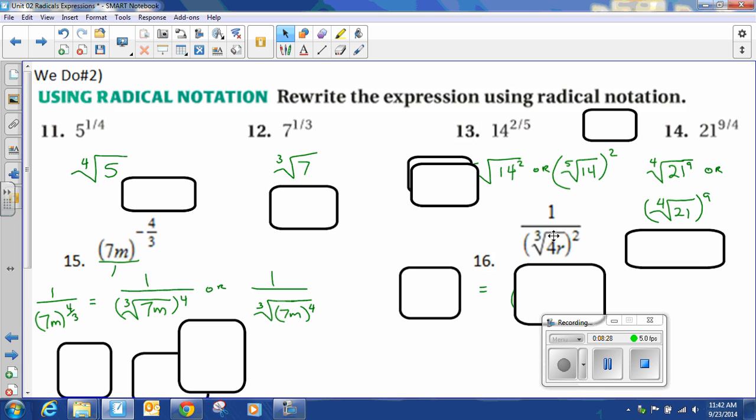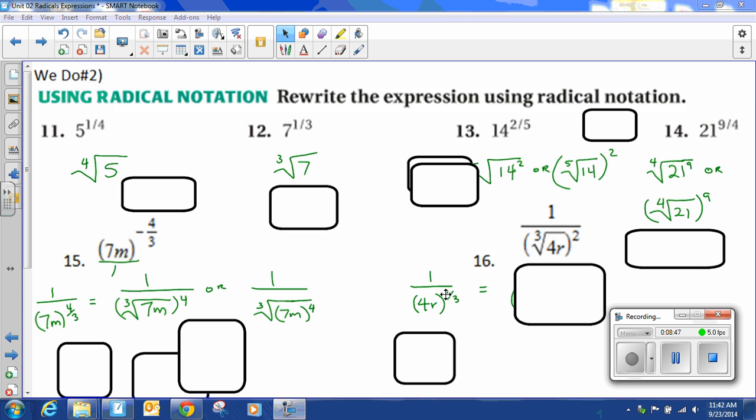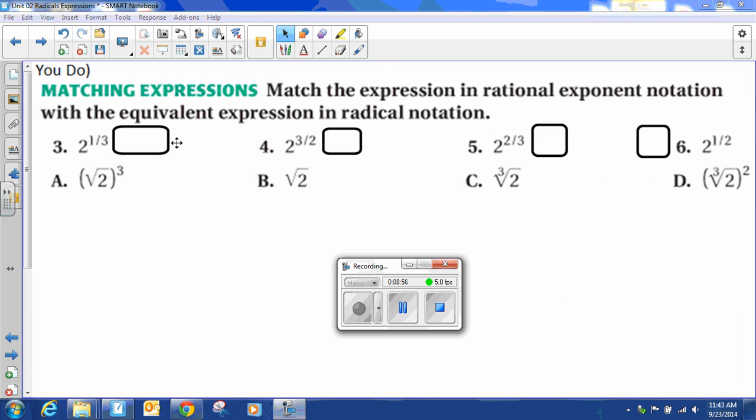Over here we have 1 over the cube root of 4r squared, so we're going to rewrite this as an exponential expression. So it's 1 over 4r all to the 2/3 power, which can be rewritten. If we bring this up to the numerator, we're actually going to negate this exponent, making it 4r to the negative 2/3 power. And let's go ahead and do a little matching activity.